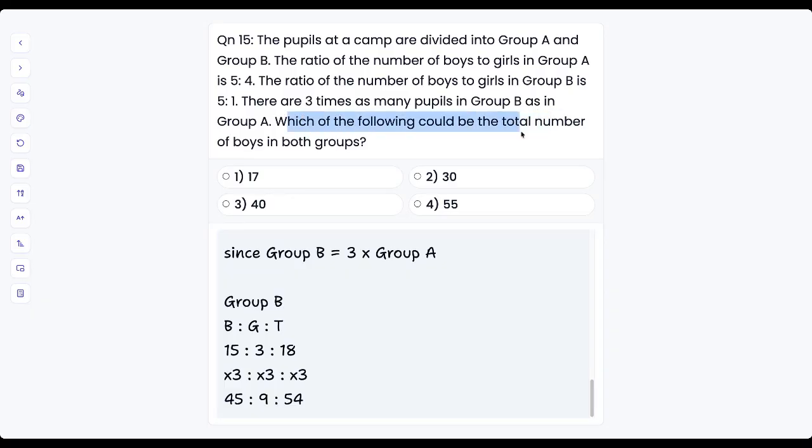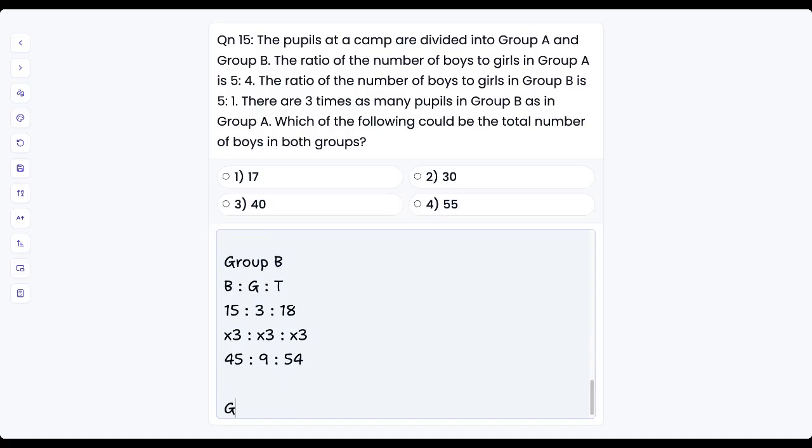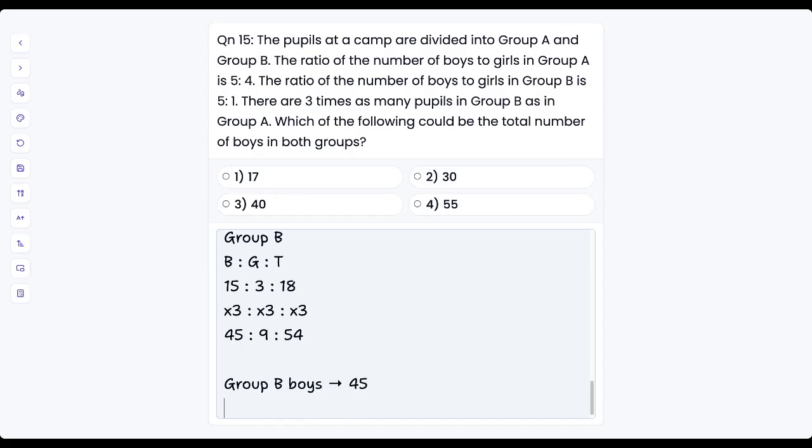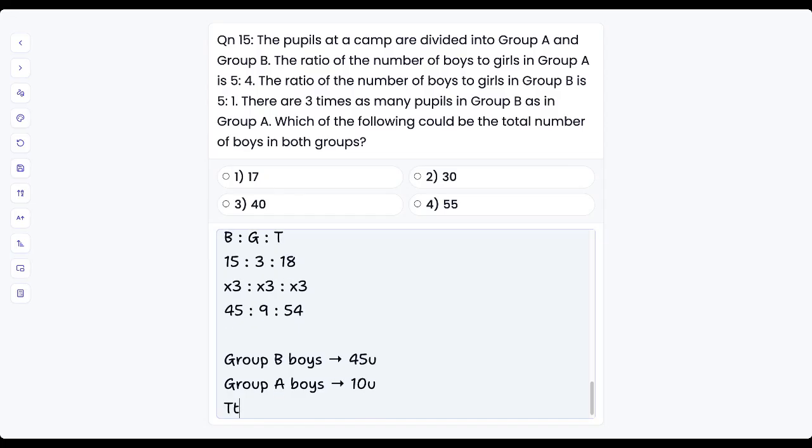Which of the following could be the total number of boys in both groups? So we have 10 and we have 5. So group B boys is 45. Group A boys is 10. So 45 units and 10 units. So total boys is equal to 45 plus 10, which is 55 units. So in this case, the answer is 55, which is option number 4. All right, let's move on to the next question.